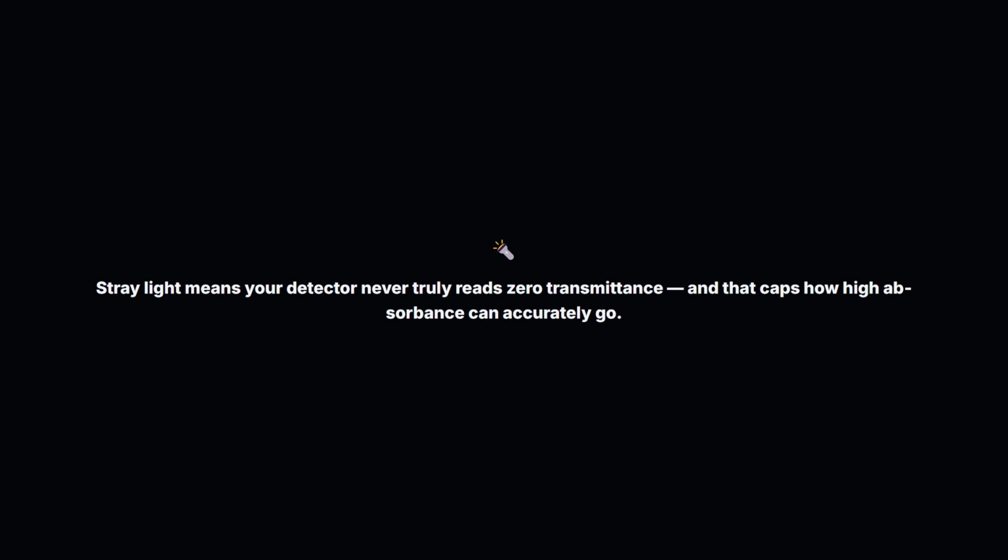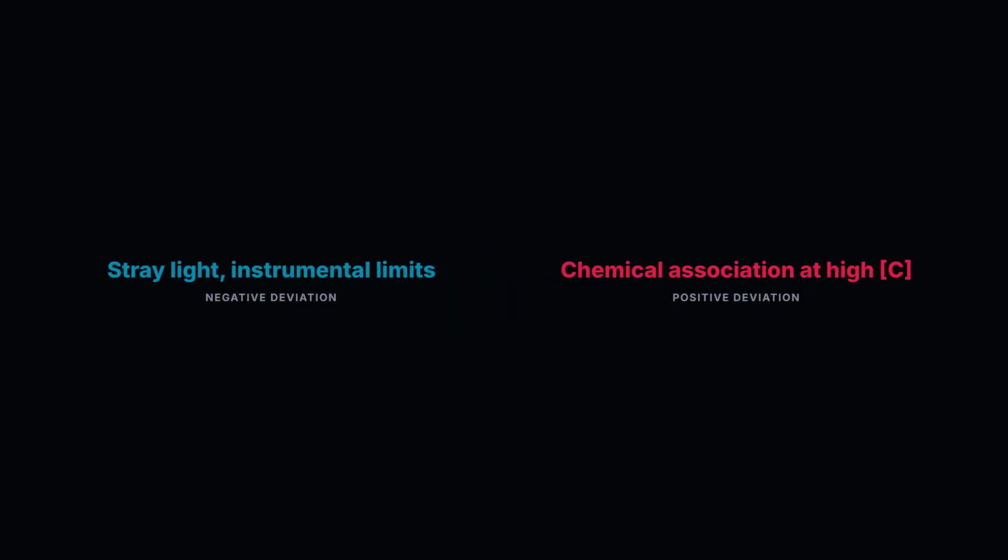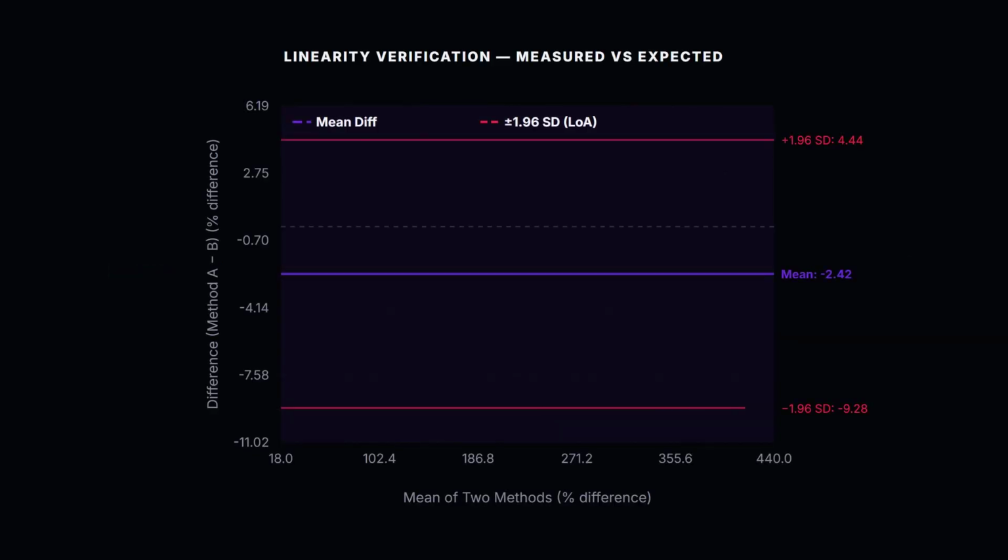That gives you two distinct failure signatures. Stray light produces a negative deviation. Measured absorbance reads lower than Beer's law predicts. Chemical association at high concentration typically produces a positive deviation instead. Absorbance rises faster than concentration alone would justify. This is exactly what a linearity verification study is designed to catch.